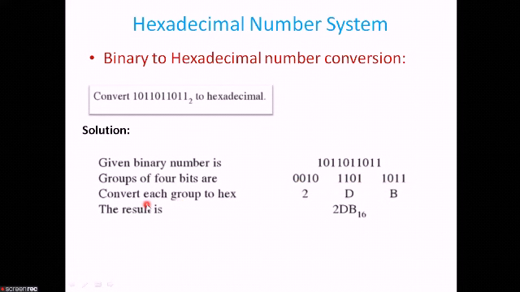So we are converting each group to hex numbers. This one is 2, this one is D, and this one is B. And the result is 2DB to the base 16.